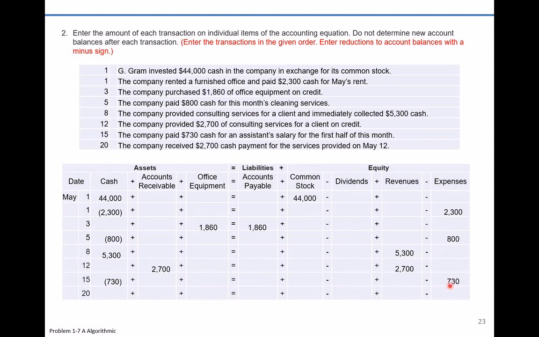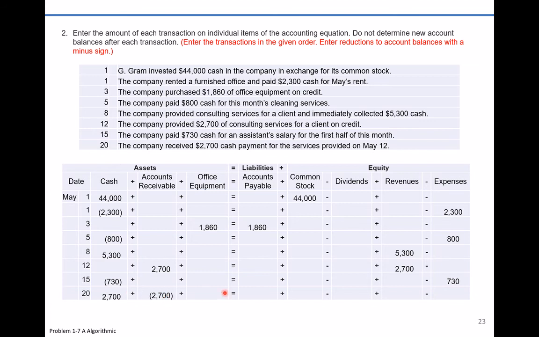Last up on this half of the transactions, the company received $2,700 cash payment for the services provided on May 12th. Okay, remember, they provided those services on credit. That credit was an account receivable for $2,700. So customers owed them $2,700. Well, here on May 20th, the customers are paying that $2,700. So this $2,700 IOU is actually going to go away, right? Yeah, that's got to be a negative $2,700. And then what are they getting for that? They're getting cash, so cash goes up by a positive $2,700.